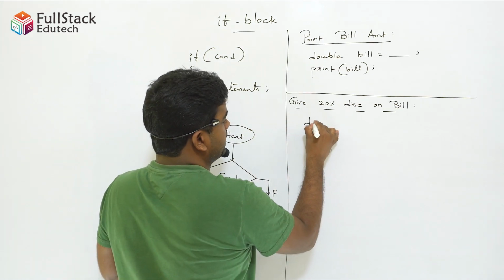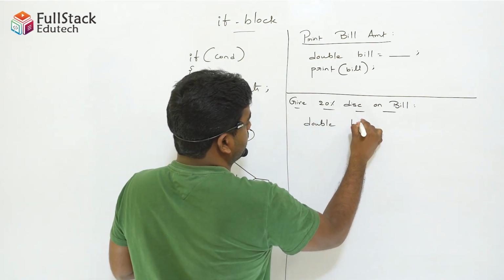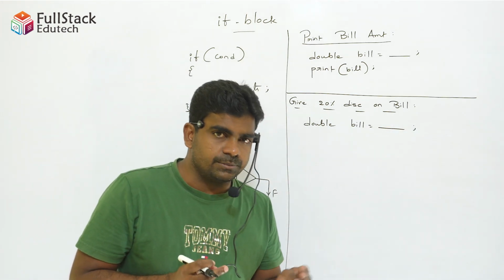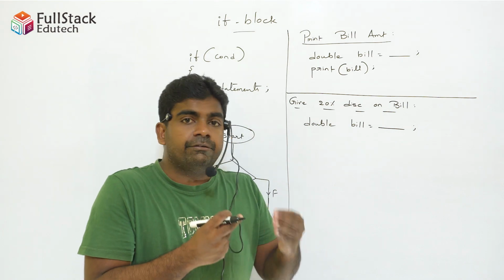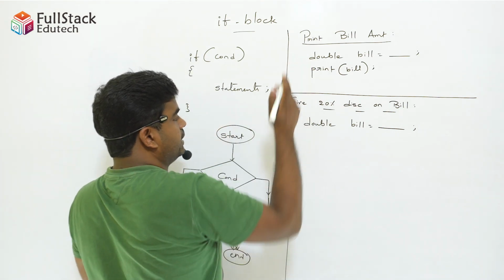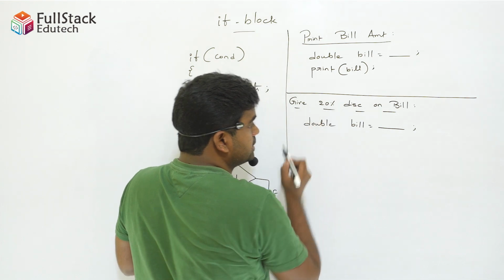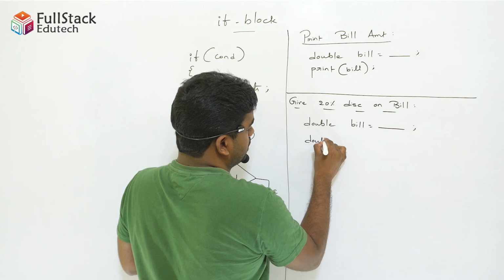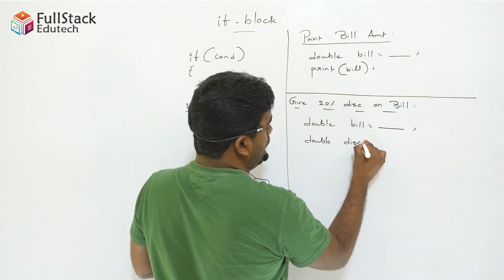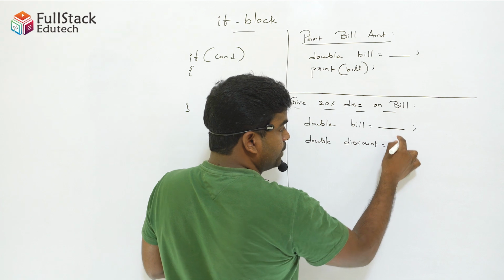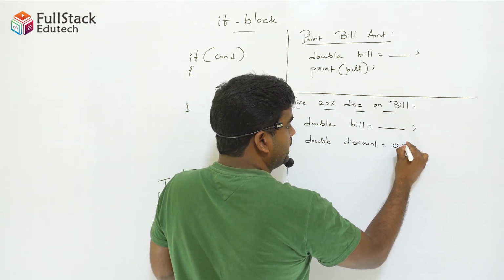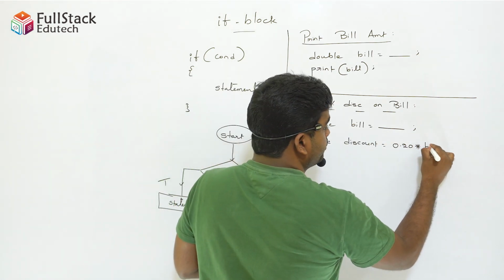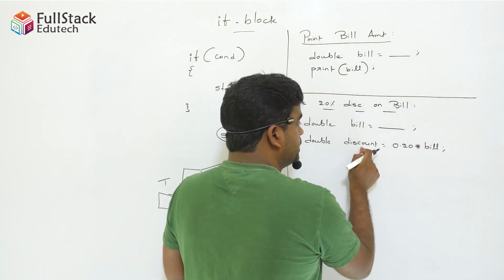So, we are taking double bill is equal to any bill amount, because different customers have different bill amounts. Now, here we need to calculate the 20% discount. How can we calculate? Double discount is equal to how much? 20% means 20 by 100 you can write, or directly 0.20 you can write. 20% of the bill amount you calculate as the discount.